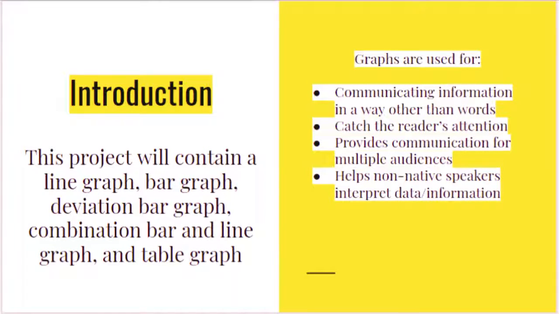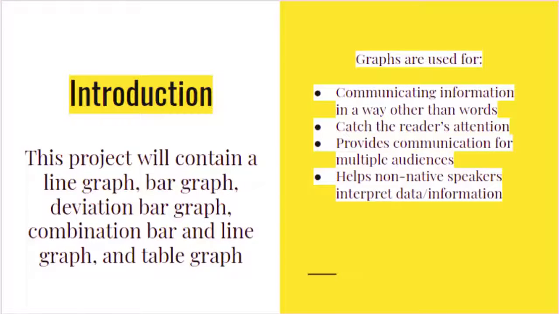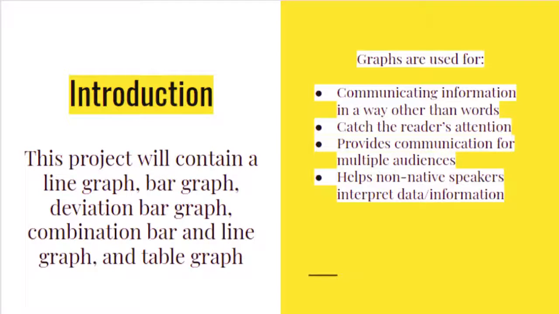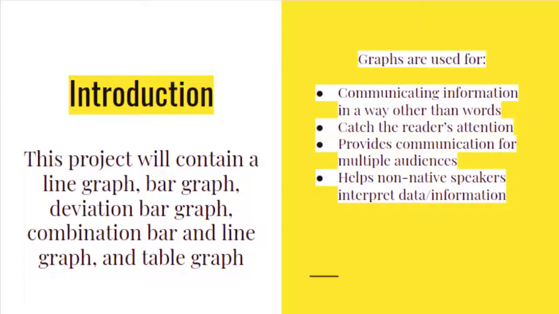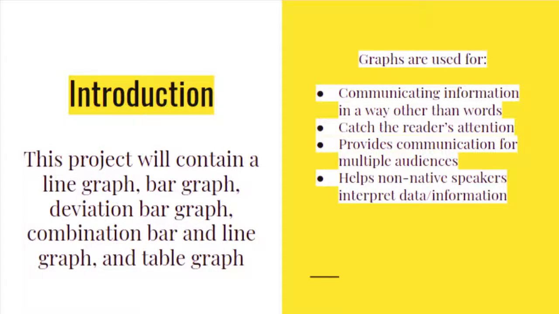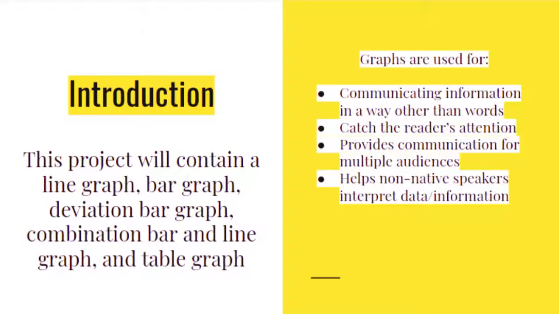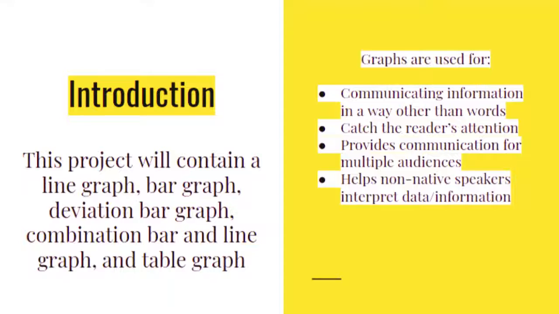The data used in this project was pulled from the 2018 Spring Enrollment Report for UNM, and this type of report typically has a very large audience. It can be used for advisory, it can be used for each separate program, and the common public can also use it. So typically these graphs are used for communicating information in a way that words can't. They catch their reader's attention and they provide communication for multiple audiences. They also help non-native speakers interpret data and information.